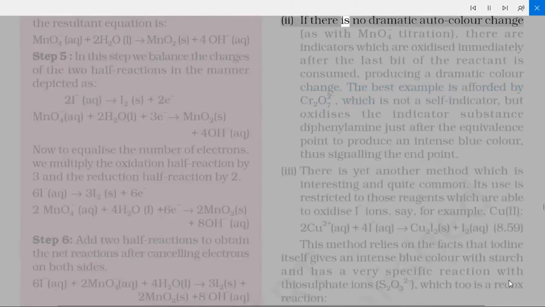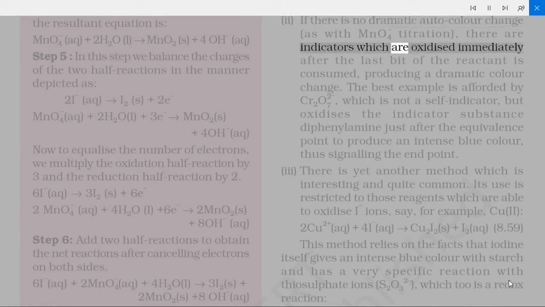2. If there is no dramatic auto color change, as with MnO4⁻ titration, there are indicators which are oxidized immediately after the last bit of the reactant is consumed, producing a dramatic color change. The best example is afforded by Cr2O7²⁻, which is not a self-indicator, but oxidizes the indicator substance diphenylamine just after the equivalence point to produce an intense blue color, thus signaling the endpoint.